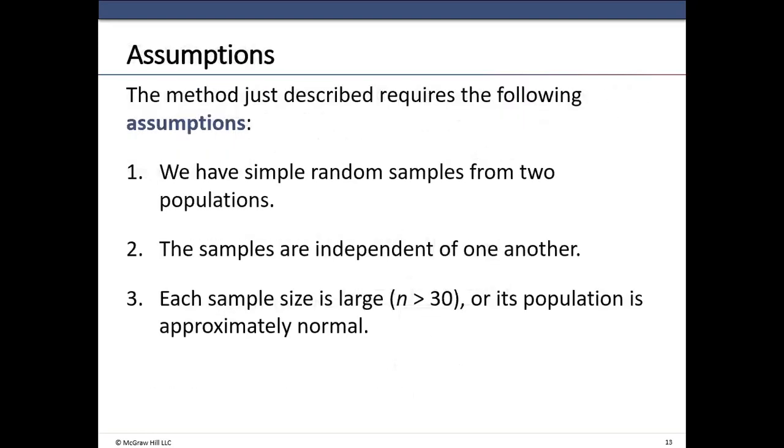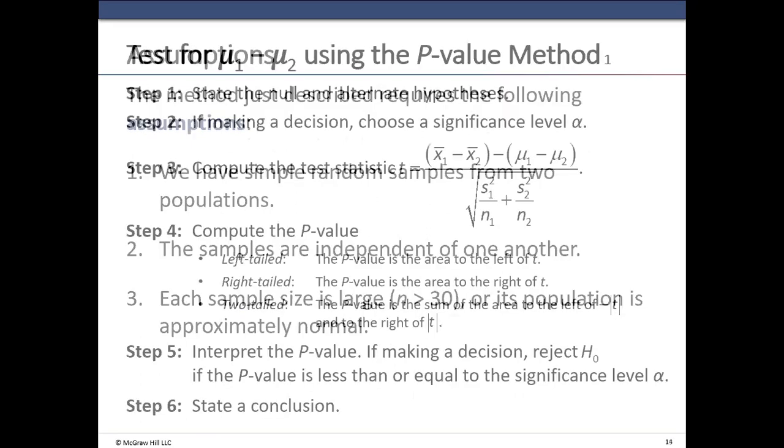The method just described requires the following assumptions. We have simple random samples from two populations. The samples are independent of one another. Each sample size is large, or its population is approximately normal.